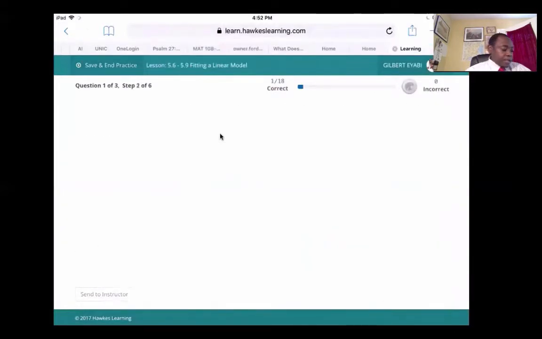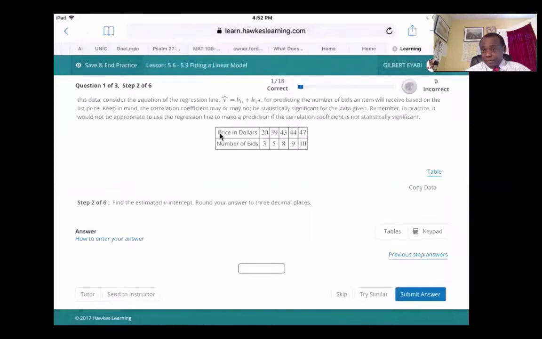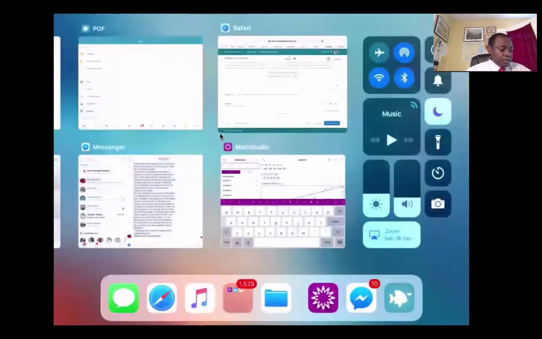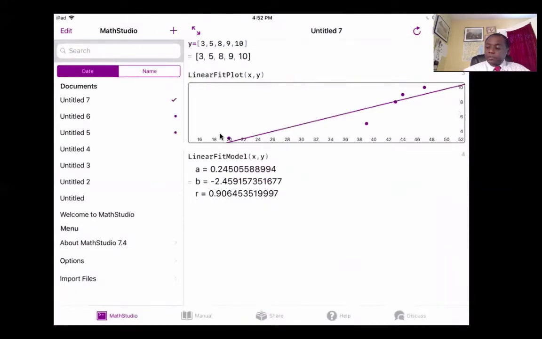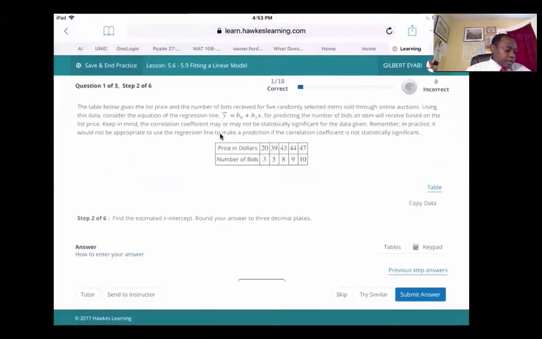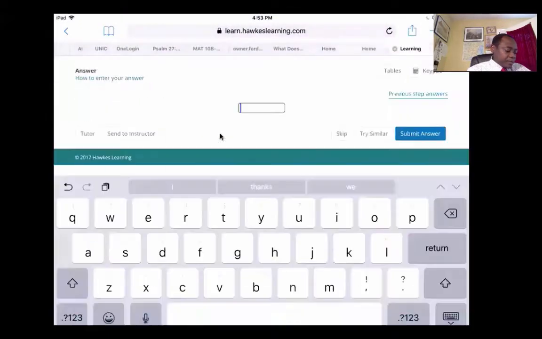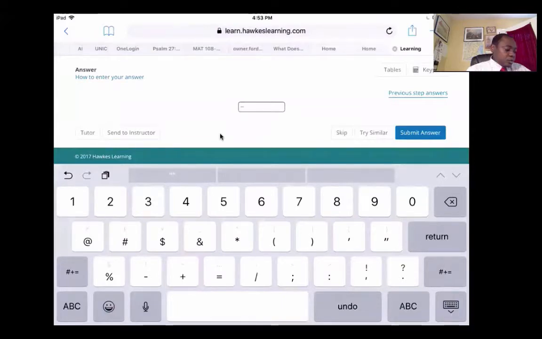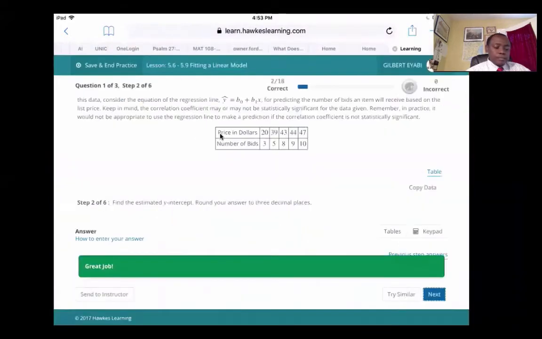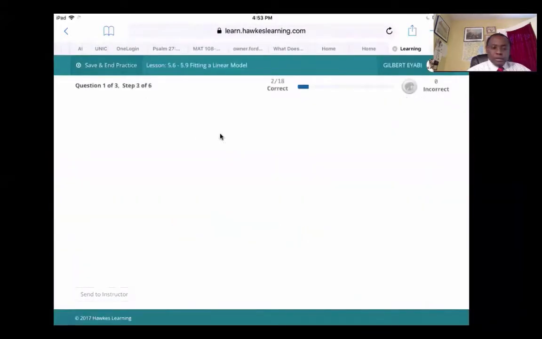That's my slope. Now let's see. It's going to ask you for your y-intercept. Remember, we got all of that in one shot. That's our y-intercept right there, b. So our y-intercept is negative 2.4591157. Let's see how many decimal places. 3 decimal places. So that would be negative 2.459. Okay, that's good. So that is our y-intercept.